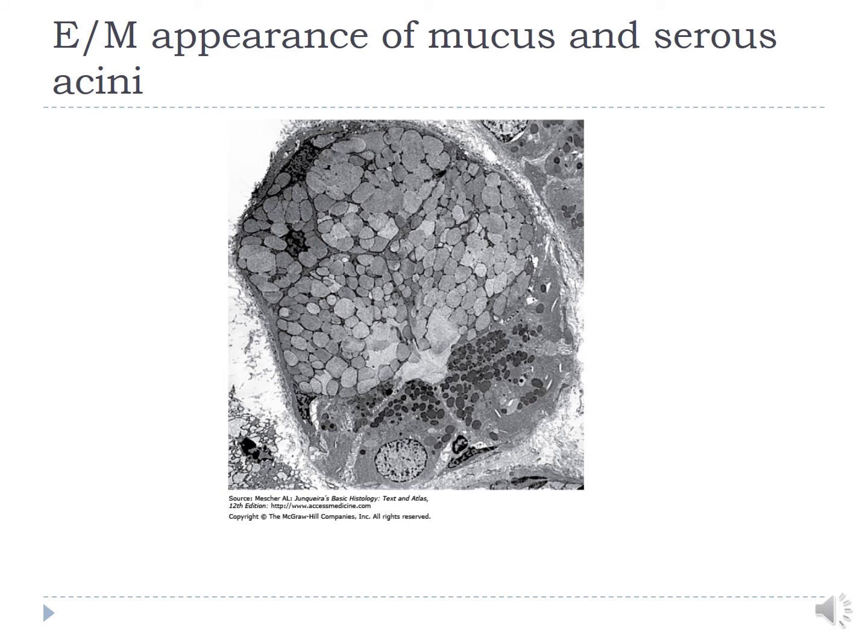So, this is the electron microscopic appearance of the mucus acini and the serous acini. This is the mucus cell, while this is the serous cell. You can see here the mucus cells have oval or flattened nuclei pressed against the basal plasma lemma, because the apical region of each mucus cell is occupied by numerous mucin granules, which are washed out during the histological procedure. So you can see these are the mucin granules.